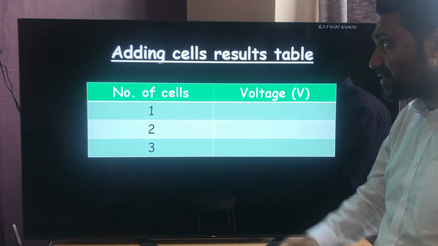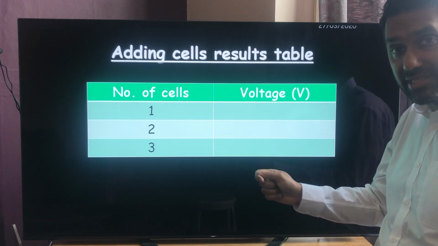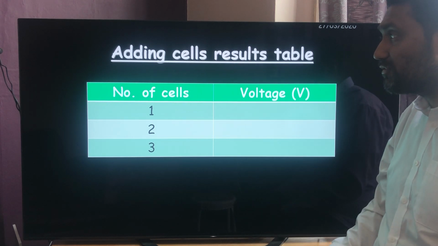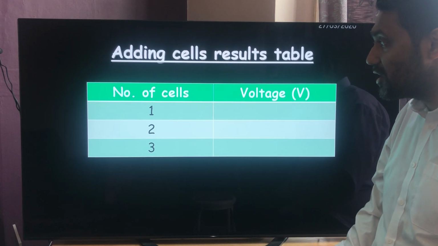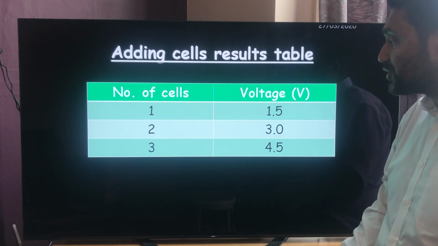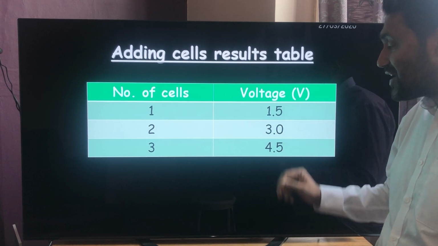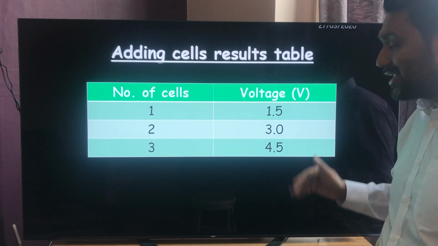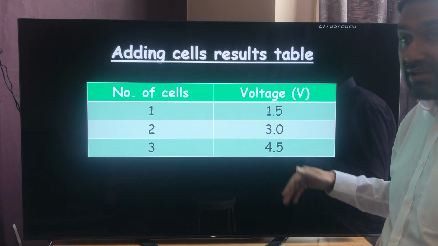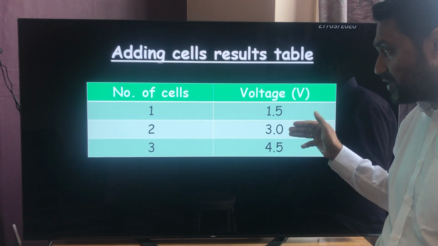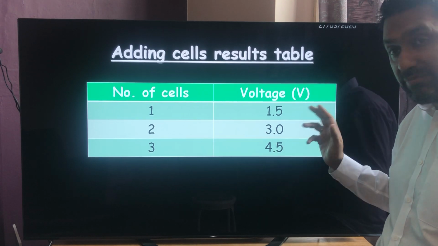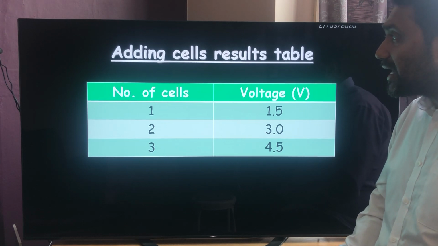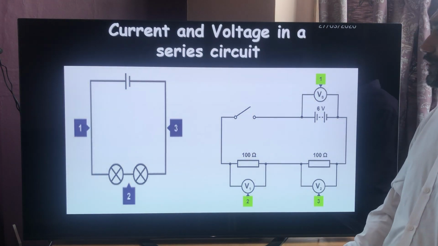So this was a very simple practical you can do. Just keep adding cells together, get your voltmeter and keep connecting your voltmeter and measuring the amount of energy in the cells. Well, what you'd get, if I had one cell which is 1.5 volts, if I added another cell, they just keep adding. So it's very simple. Keep adding cells in series and you just add them up. So one cell will be 1.5. If I had two cells, 1.5 plus 1.5 will be 3. If I had three cells, it would be 1.5 plus 1.5 plus 1.5. That gives you 4.5.